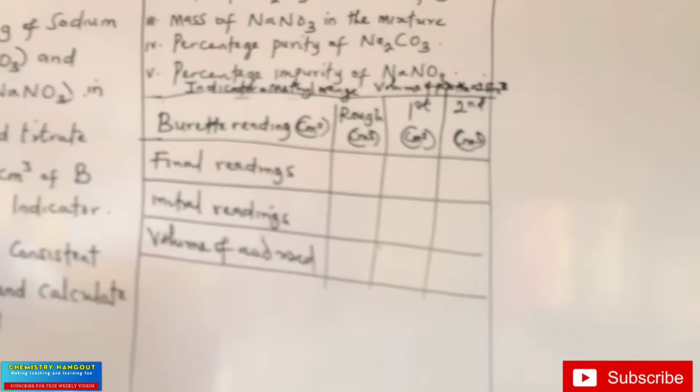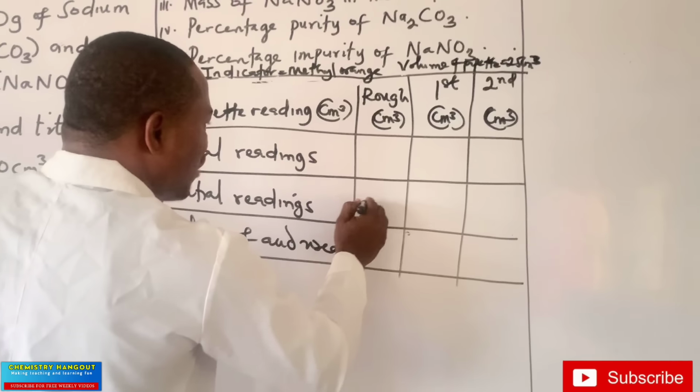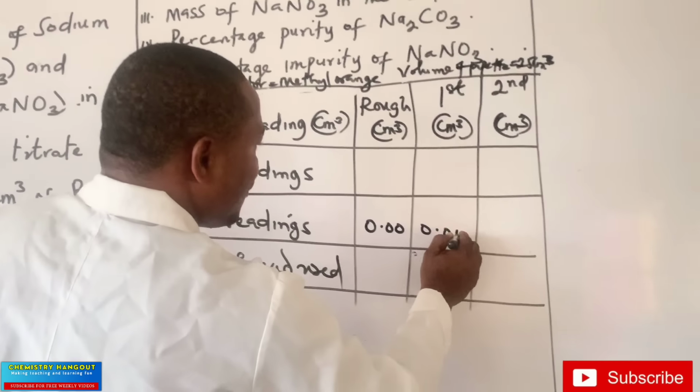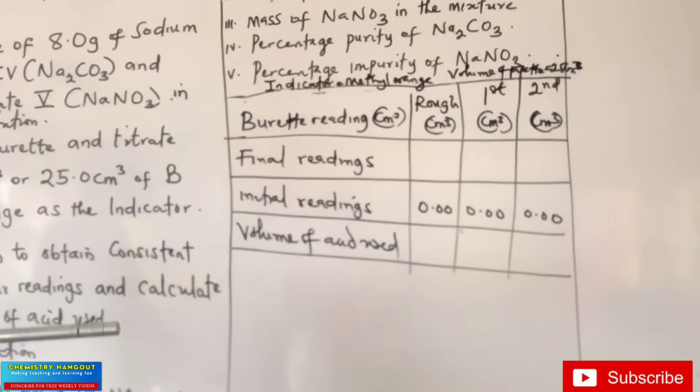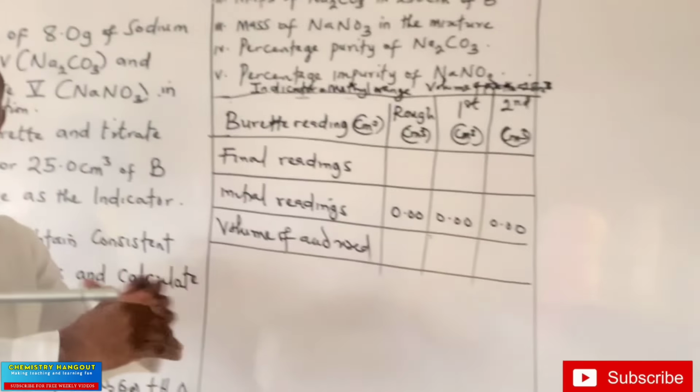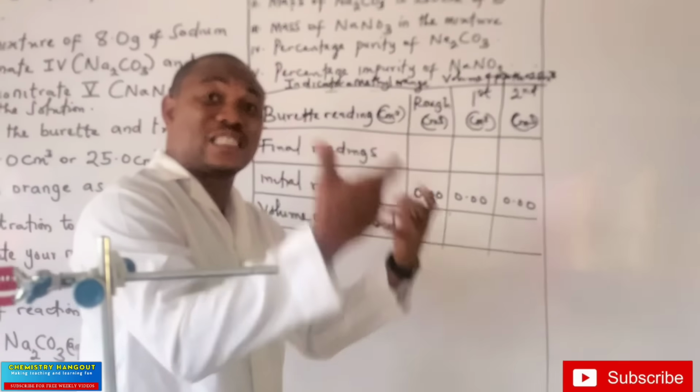Now, for our initial readings, I've told you I don't want you to stress yourself. So we are just telling them that we refilled every time we perform the titration. We refill. So I'll just do like 1 or 2, then I'll fill my table. I've given you those techniques on this channel.